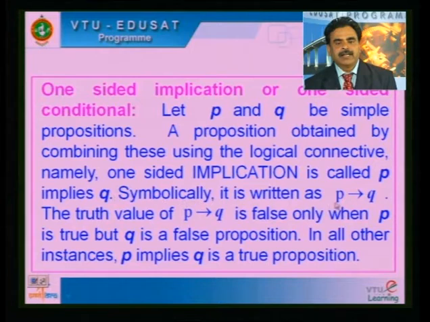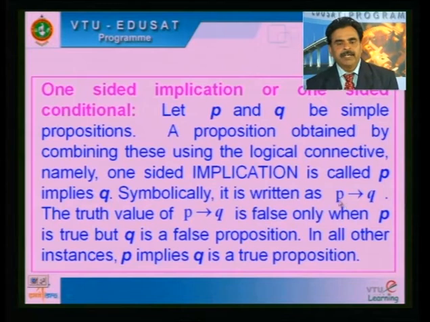Now a proposition obtained by combining using the logical connective, one sided implication, is called P implies Q. Symbolically I write like this, P implies Q. That means P implies Q, or Q follows from P. Okay, right? If P then Q. In so many ways I can interpret one sided connective. Now the truth value here can be false only when P is true but Q is false.